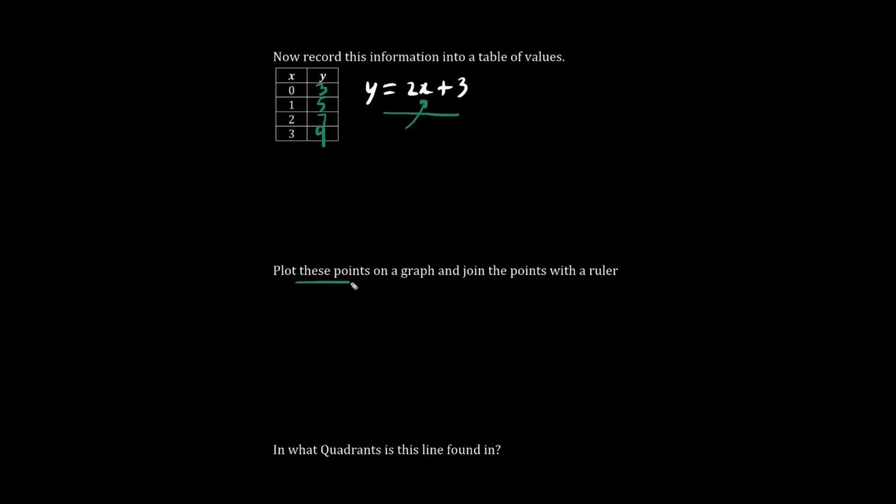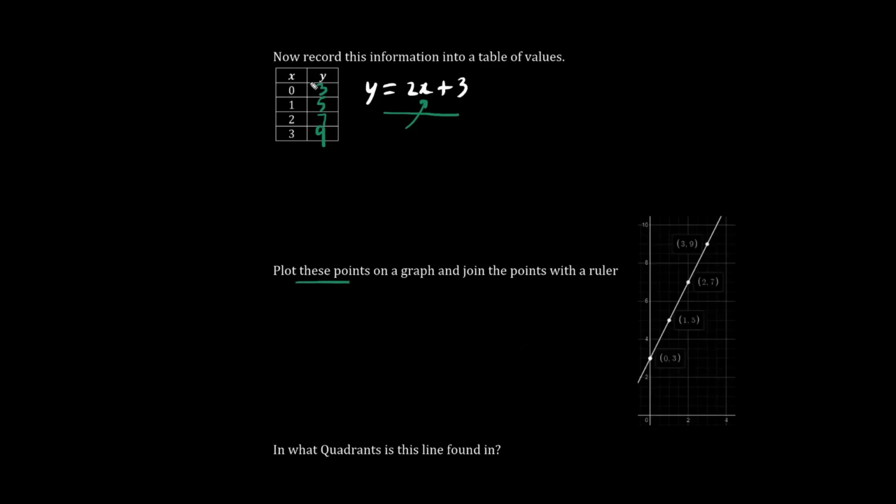Now we're going to plot these points on a graph and join the points with a ruler. So we plot these xy coordinates. I'm just using this website called Desmos to just do a neater job. We can see we have the point 0, 3, 1, 5, 2, 7, and 3, 9 here. And these points form a line. Now the question is, in what quadrants is this line found in?